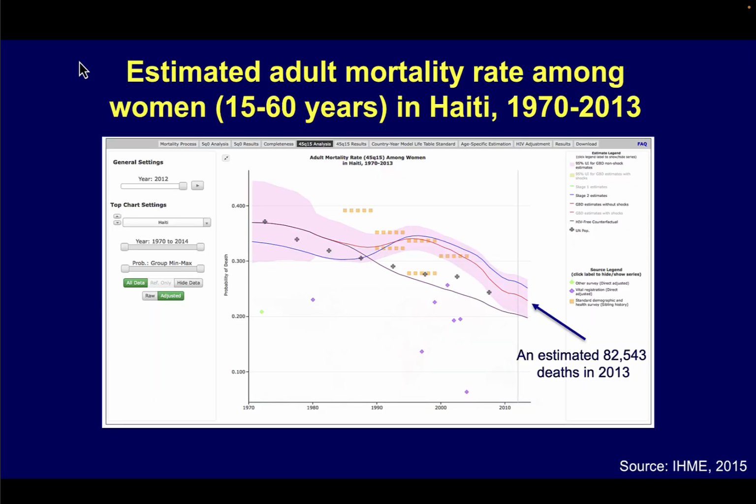So on this slide, they've combined information from vital registration with information from the demographic and health survey estimates of mortality, which were derived using the sibling history method to generate estimates of the death rate in any given year. And this process generated a few different trend lines of estimates of the overall death rate, as well as confidence limits or uncertainty intervals around these estimates. And using all of these data combined, the estimate of the number of deaths in Haiti in 2013 was around 82,000.